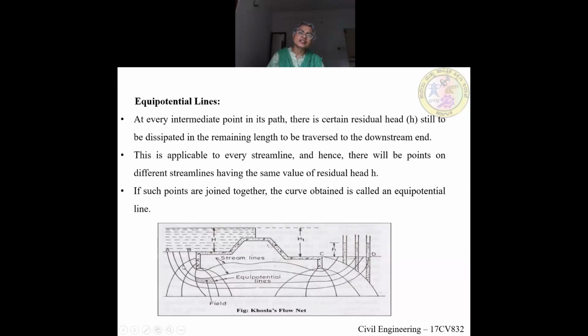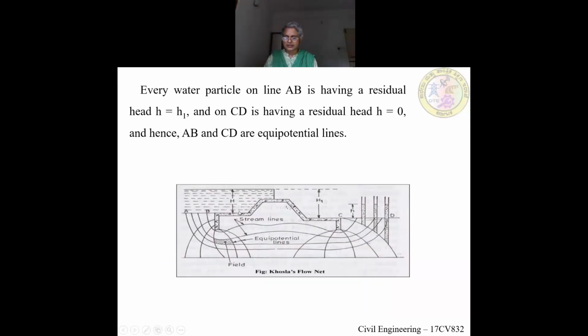So the line joining the points of equal residual heads on the streamline is called an equipotential line. These lines are called equipotential lines, and they are orthogonal to the streamlines. Every particle on the line AB has a residual head H, and CD will have a residual head 0, and hence AB and CD are also equipotential lines. So AB is an equipotential line with head H, and CD is an equipotential line with head 0.